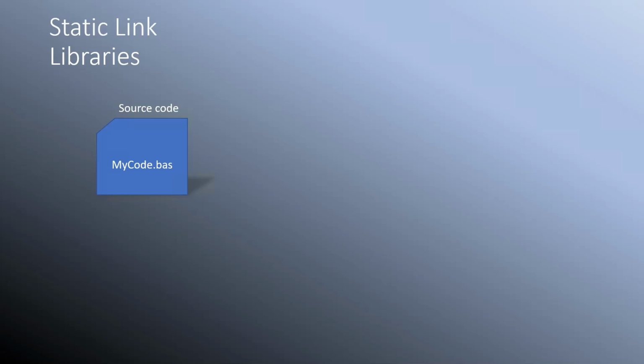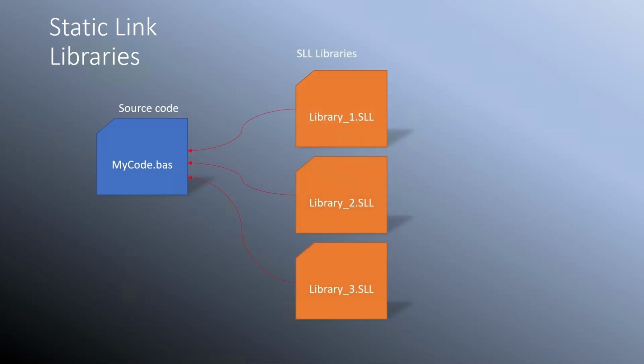Static link libraries are in a sense somewhere between include files and DLLs. Like DLLs, they are compiled binaries, but like include files, they can be added to your applications at compile time. Having compiled an SLL, you can use the link command in your source code to add in the code precompiled in your static linked library.